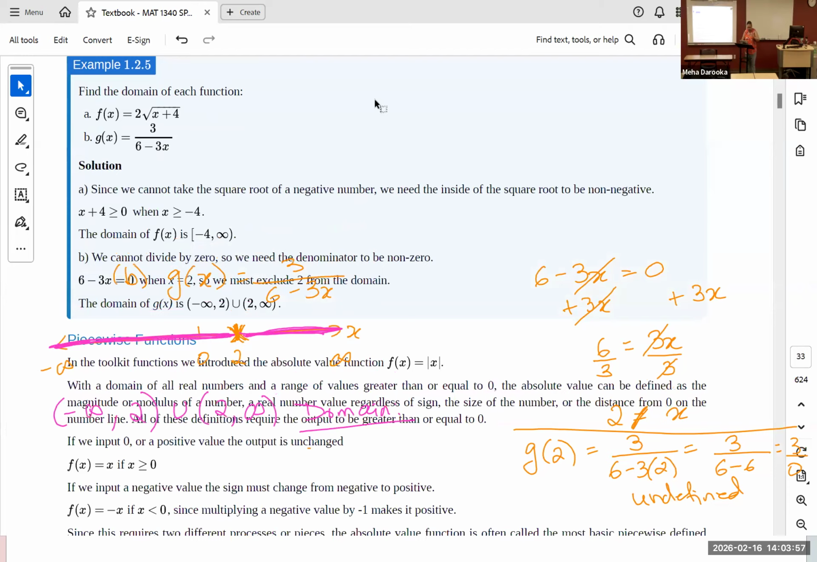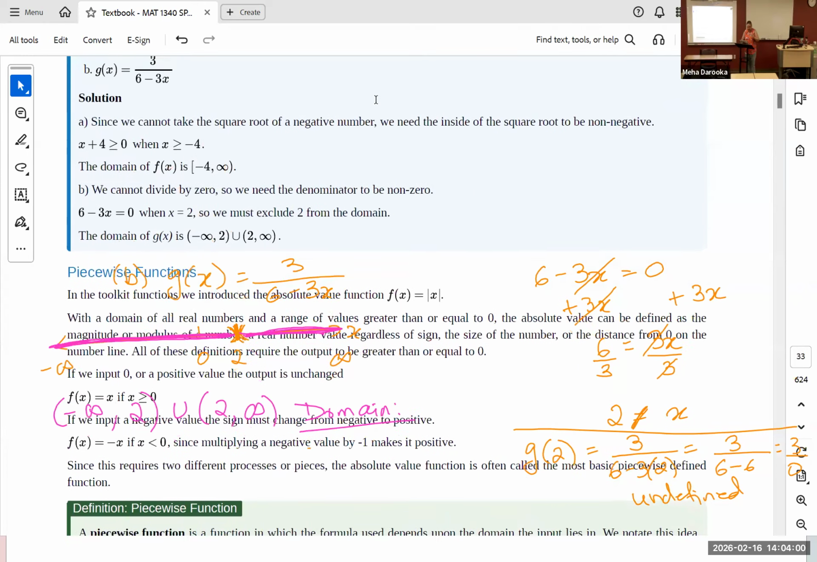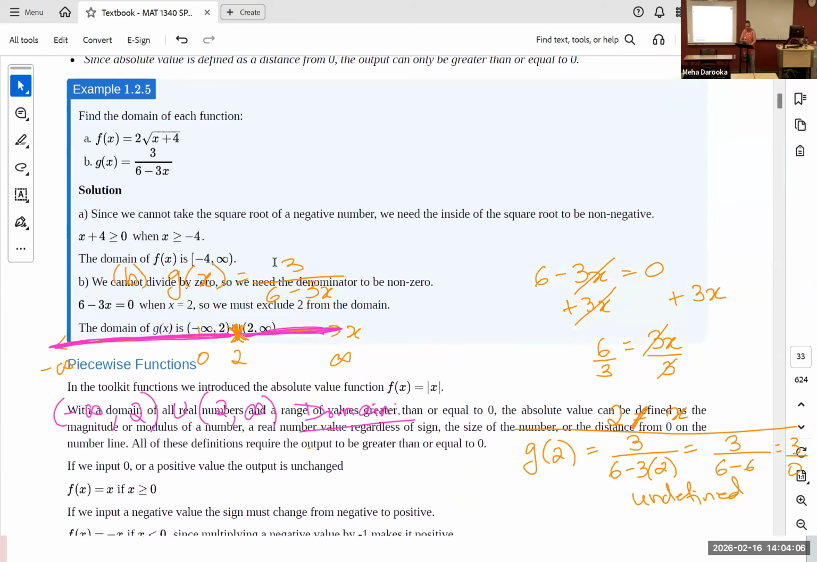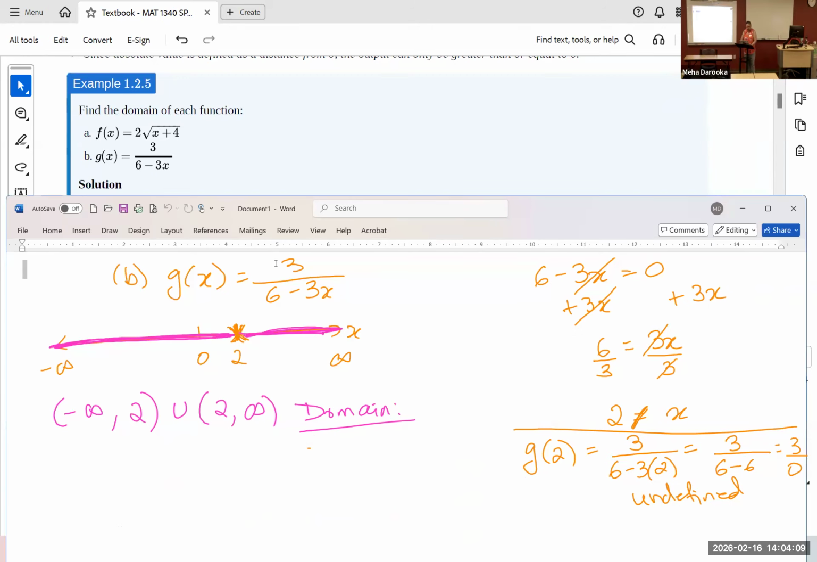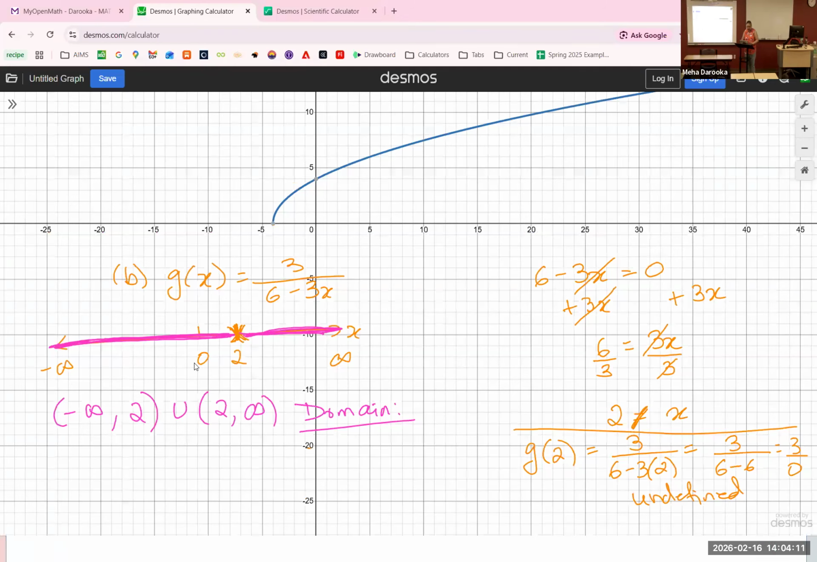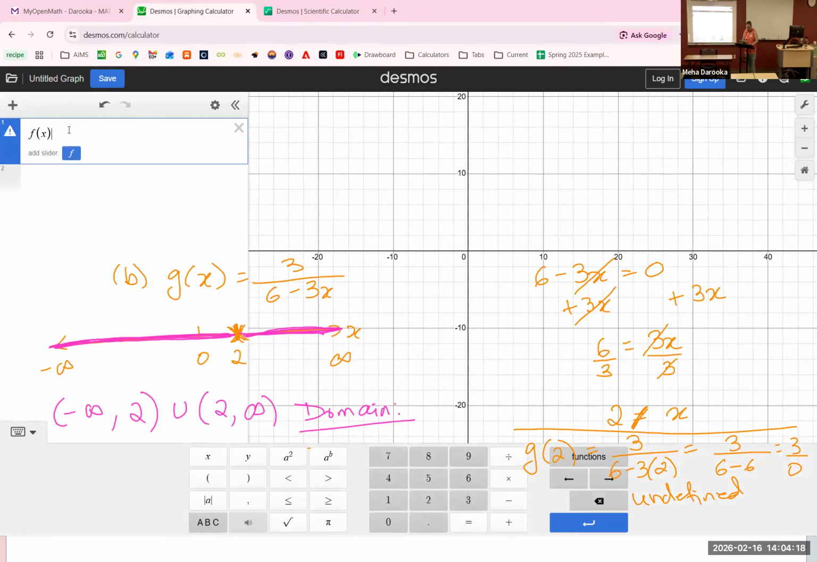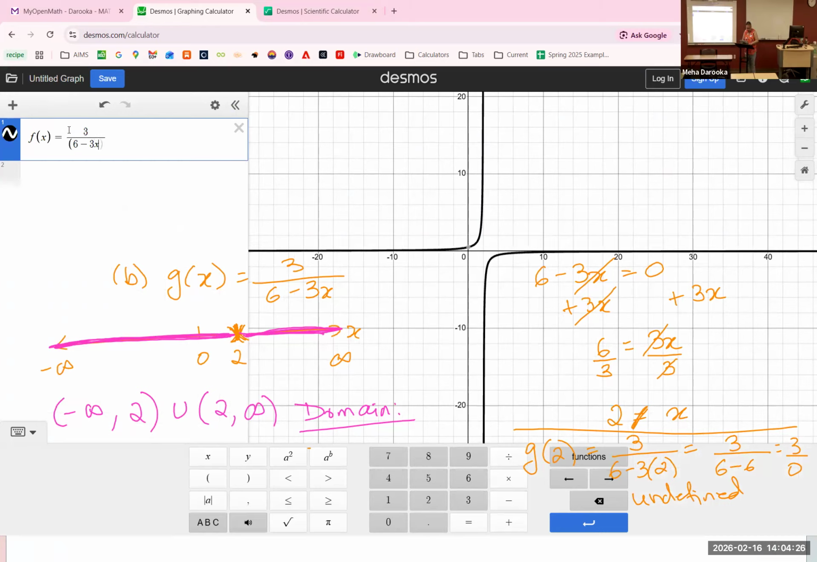Okay, let's check that. But before we go into that, you can see the solution from your textbook. So negative infinity to 2, union 2 to infinity as far as the domain for that second function goes. But yeah, let's check its graph, because I don't think your y value is going to be all real numbers. All right, so you have 3 divided by, and I'm actually going to put this in parentheses because Desmos can get finicky sometimes.